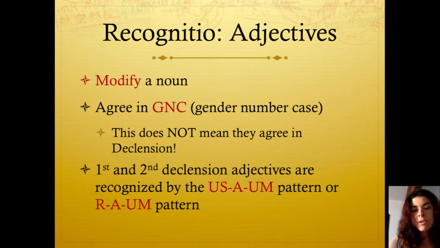Now, second declension adjectives were the ones that we recognized by the us, a, um pattern or the er pattern. Whichever one we saw was how we remembered it was an adjective. We saw three patterns. One ended in us or er, the next one ended in a, and the last one ended in um. And of course, that was the masculine, feminine, and neuter endings respectively.